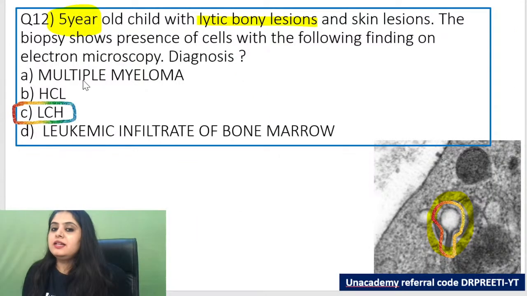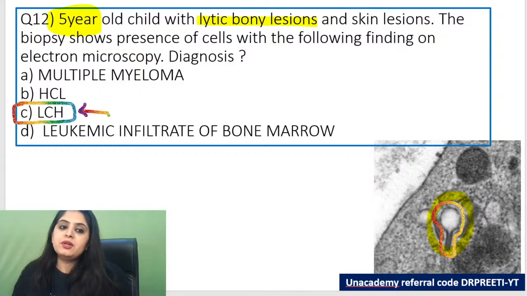So coming back, it was not multiple myeloma, it was not leukemic infiltrate of bone marrow. Someone asked me what is HCL, hairy cell leukemia. It is not a case of hairy cell leukemia. It is definitely a case of LCH, a classical one. Okay, so electron microscopy is never ending. Why? Because I can give you any random scenarios.